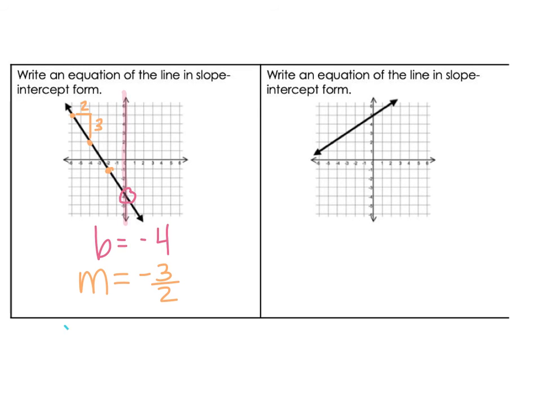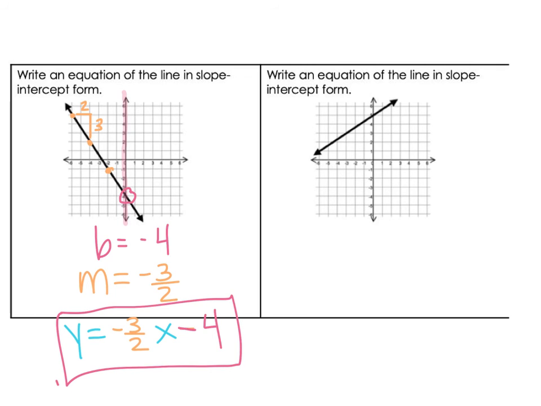And to write that in slope-intercept form, we have y = mx + b. I'm going to erase, and my slope was negative 3/2, and my y-intercept was minus 4. All right, so that's the equation of our line for this one. And we're going to follow those same steps for this next line.